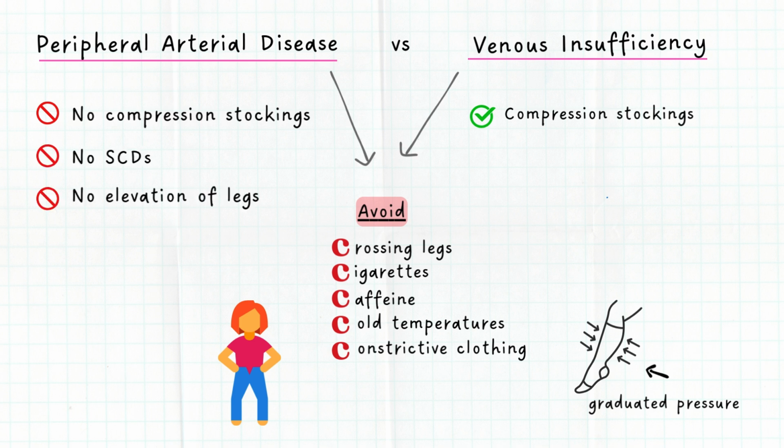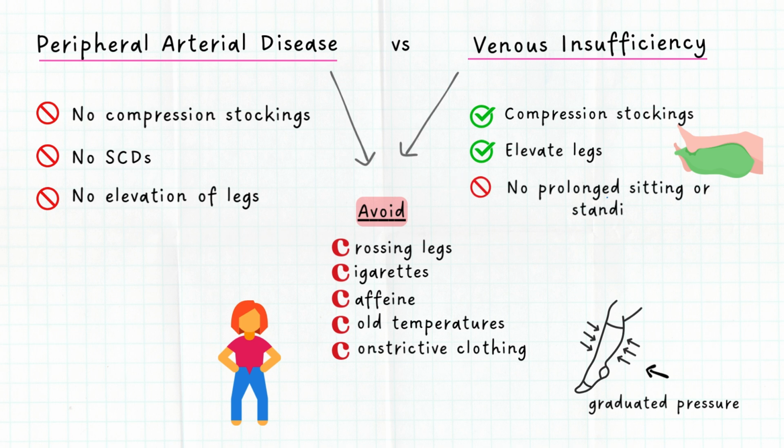Besides wearing compression stockings, patients with venous insufficiency should also elevate legs above heart level for 20 to 30 minutes at a time to relieve swelling, and they should avoid prolonged sitting or standing.